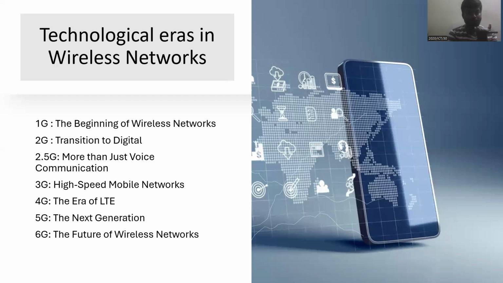Next one, technological eras in wireless networks. There I have 7. First on 1G, 2G, 2.5G, 3G, 4G, 5G and 6G. In earlier days, we were using 1G technology and 2G. After that, we moved to the 2.5G, more than just voice communication. And next one is 3G. 3G is high-speed mobile networks. Nowadays, we are using 4G and 5G technologies. Let's move to explain one by one.